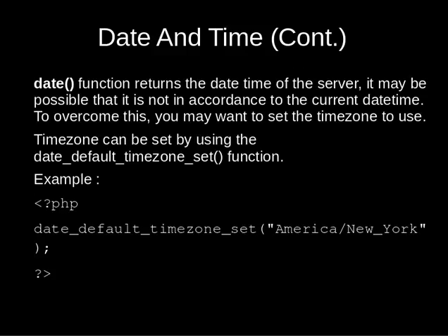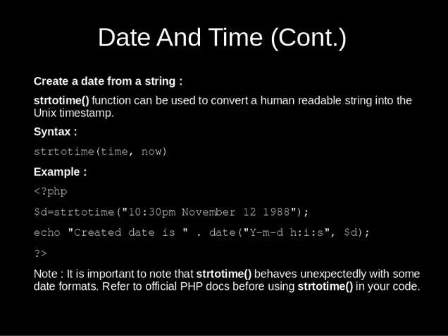Create a date from a string. The strtotime function can be used to convert a human readable string into a Unix timestamp. Example: $d = strtotime("10:30 pm November 12, 1988").